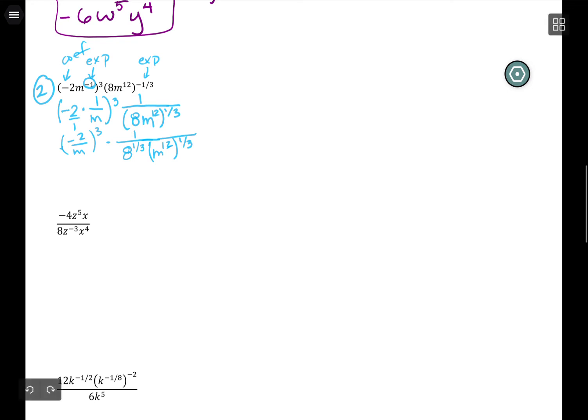All right, so back to that first fraction. I'm going to work sideways here. If you're raising a fraction to a power, you can just raise the numerator and denominator separately. So we're going to have a -2 cubed over m cubed. And then I'm multiplying that by 1 over, and I can simplify a little here while I'm working at this. 8 to the 1/3. Remember, a 1/3 power is a cube root. The cube root of 8 is 2, and I know that because 2 cubed is 8.